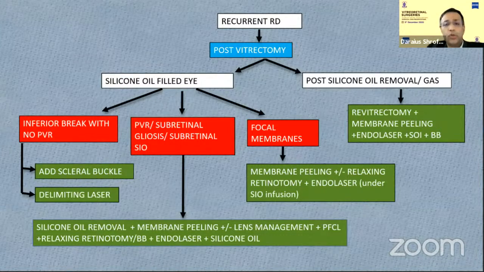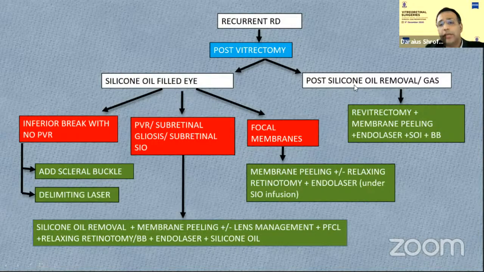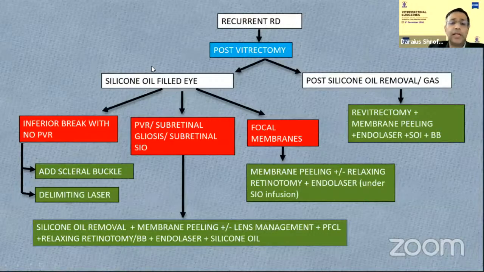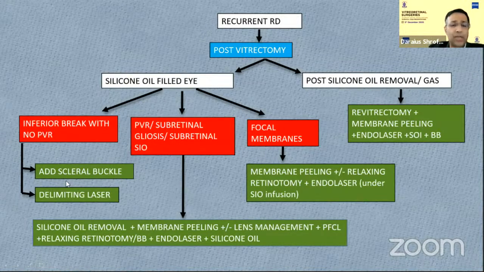So I'd like to just conclude with this slide, which I just explained to you. If you have a recurrent RD post vitrectomy and the oil has been removed, see the slide on the right, then of course you have to do a re-vitrectomy and all these maneuvers which I just spoke to you about. If the recurrence is in an oil-filled eye, then if there's just an inferior break and no PVR, maybe you can just add a laser or a buckle inferiorly. If they are focal membranes, you may just get away with a relaxing retinotomy in that area or membrane peeling. However, if there's extensive PVR, subretinal gliosis or subretinal oil, you need to go all the way with the oil removal, peeling of the membrane, managing the lens with retinotomies, belt buckle, and refilling the silicone oil.